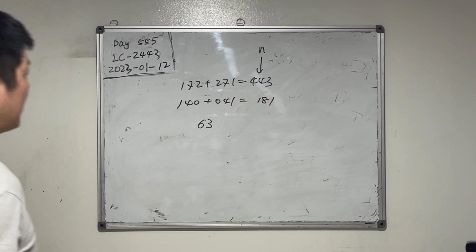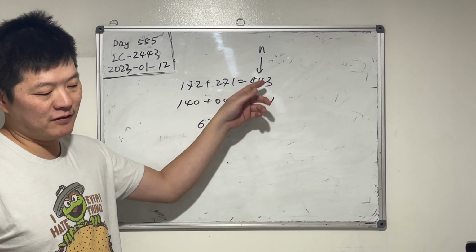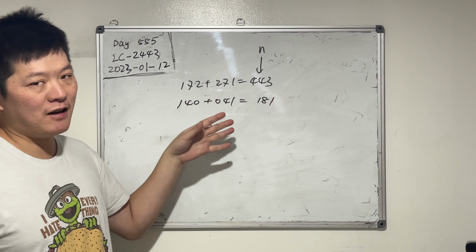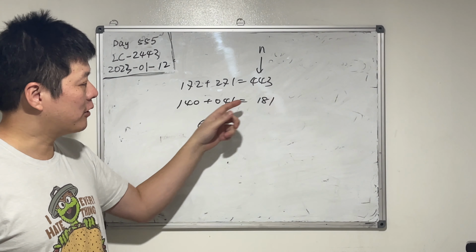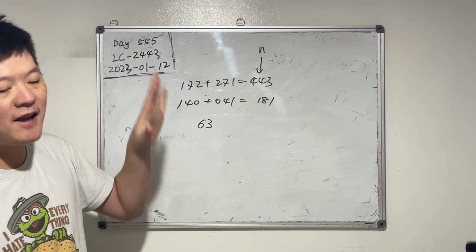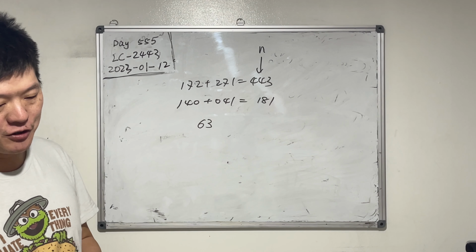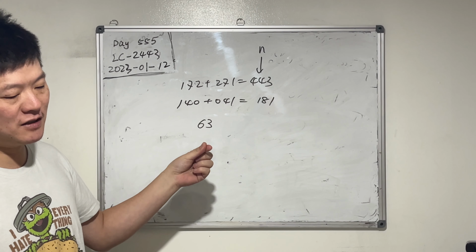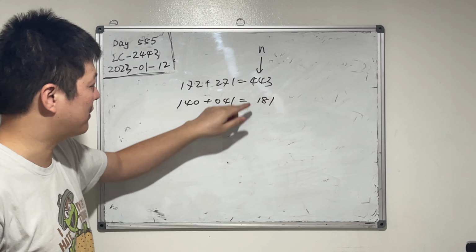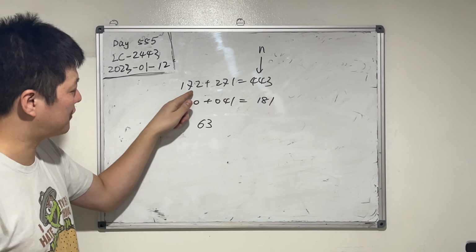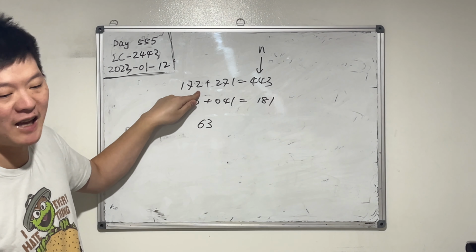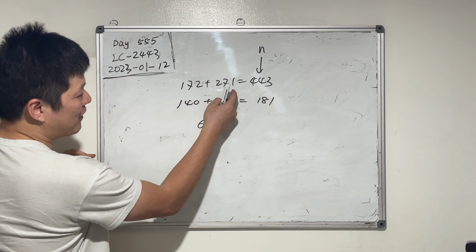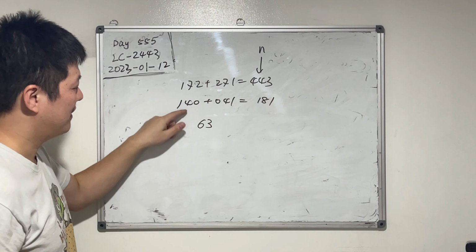Okay, so we're given this integer, a positive or non-negative integer, and we want to find out if there is any non-negative integer such that the sum of it and its reverse equals n. For example, if we're given 443, there's such a number, 172, which is non-negative, and its reverse is 271, and plus it together equals 443.